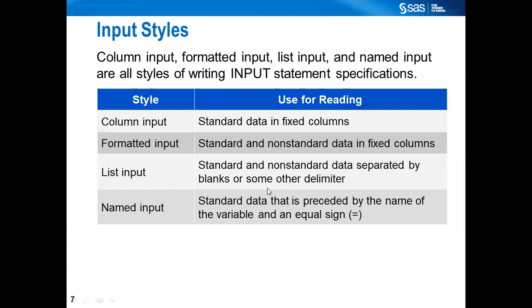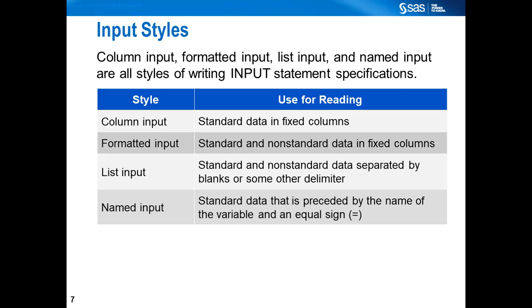Now list input comes when we read a raw file which has delimiters. So what are delimiters? If we have raw files separated by commas, how do we give instructions? I'll show that example. Whereas named input is used when we have standard data. Standard data is any data that SAS can read easily without any special instructions. Non-standard data is data where we need to provide instructions to SAS on how to read it.